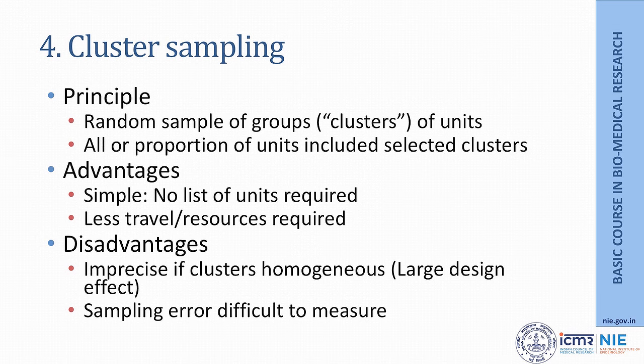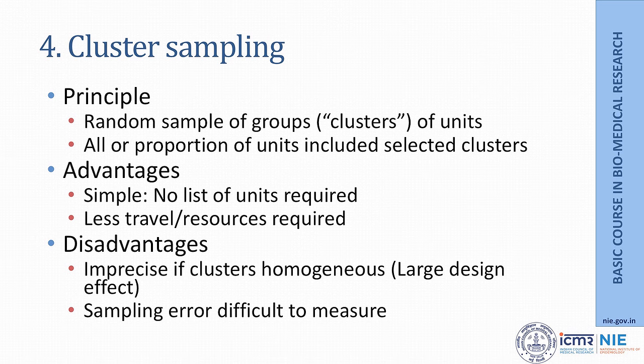Okay. So, another important type of sampling, which is very popularly used in health surveys and research, is called cluster sampling. The principle of cluster sampling is that a random sample of groups or clusters of units is selected, and all or a proportion of units are included in the selected clusters. An advantage is that it is simple, we don't require a list of units, and less travel or resources are required because you collect a cluster and you see only within the clusters.